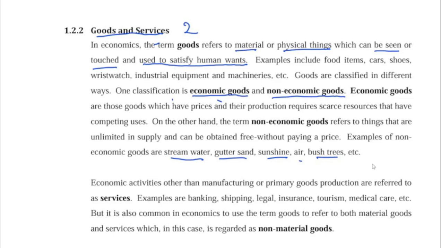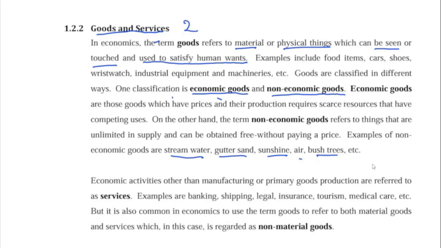We have non-material goods and material goods. So this is another classification. Material goods is talking about physical goods, and non-material goods is talking about service, because sometimes in economics, goods is combined to mean both service and goods. Sometimes, in short, most of the time. So that's why we have material goods and non-material goods. Do you understand? So that's the second one.